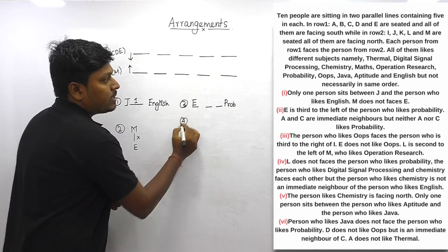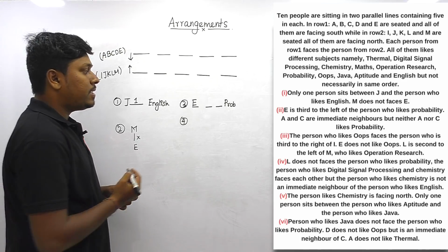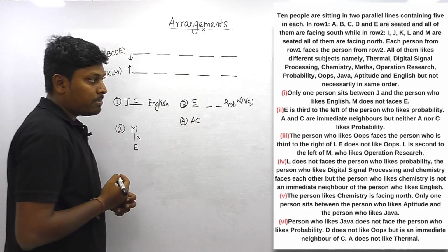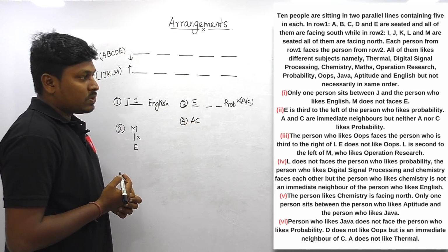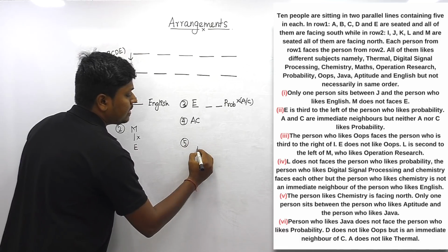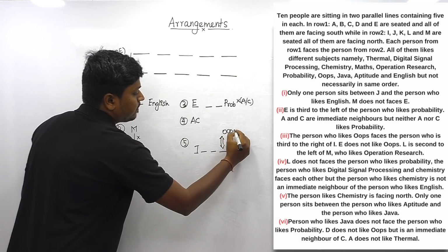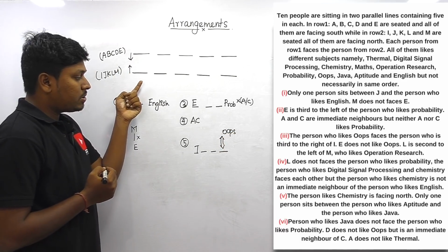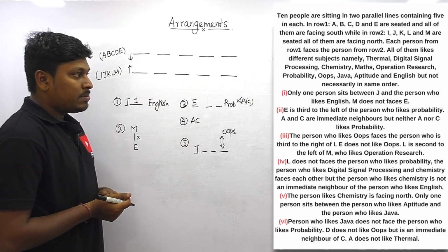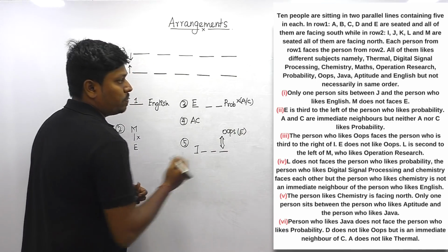Okay, so next point is A and C are immediate neighbors, but A and C do not like probability. So the probability is not liked by A and C, and they are saying that A and C are immediate neighbors. Next, the person who likes OOPS faces the person who is third to right of I. So friends, I's right hand side at a third place, this person is facing the person who likes OOPS. We already know that I is in row number 2, so definitely OOPS will be in row number 1, which is southern side. So next point is E does not like OOPS, right? So we can say that the person E does not like OOPS.